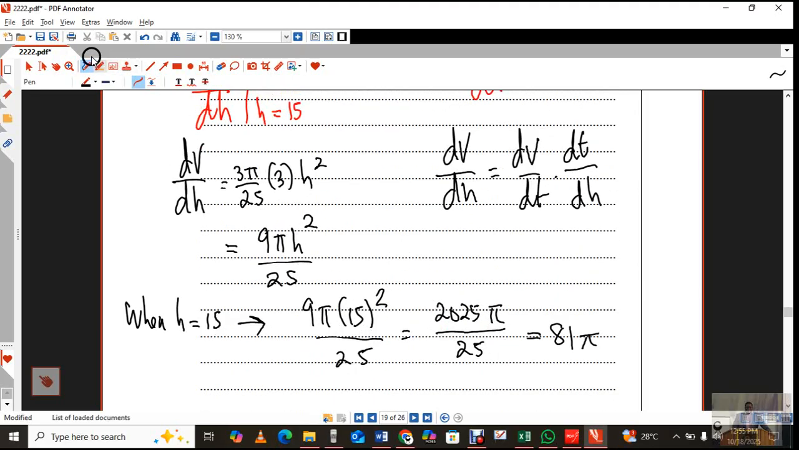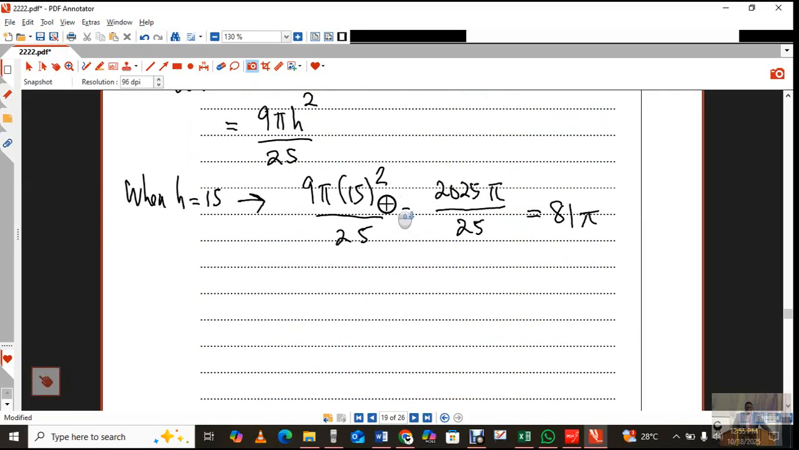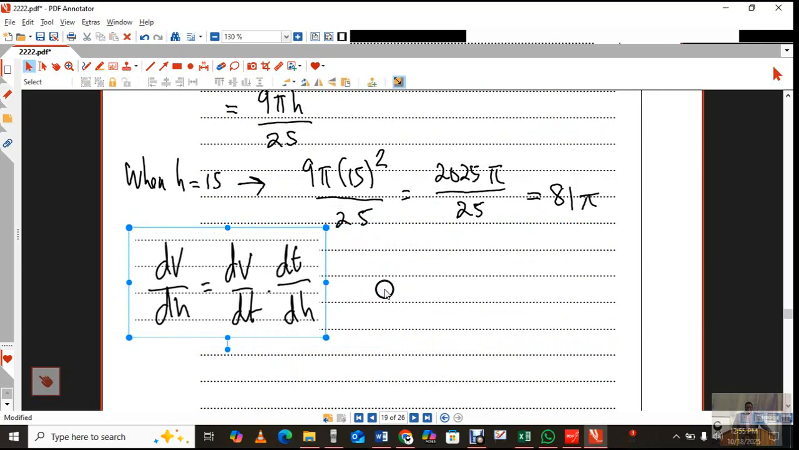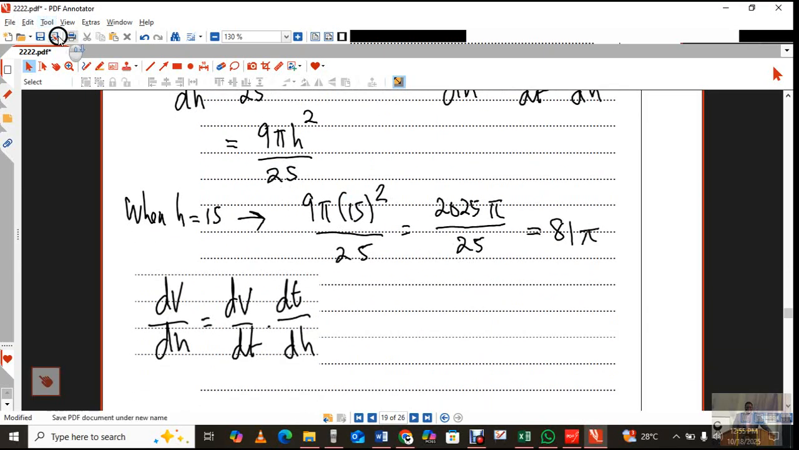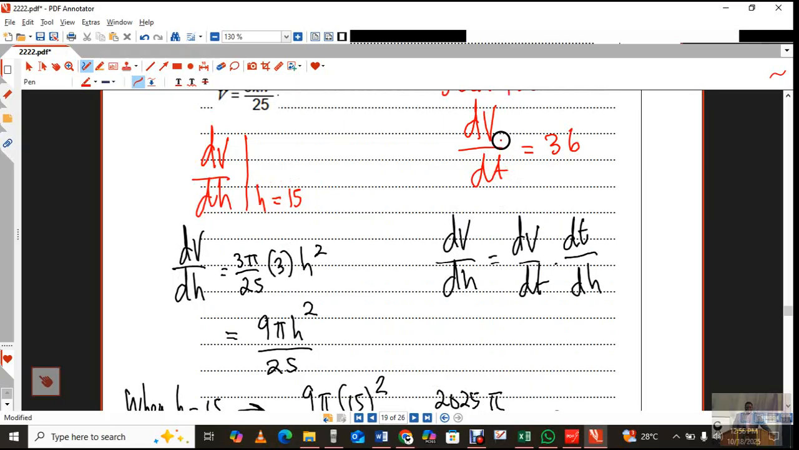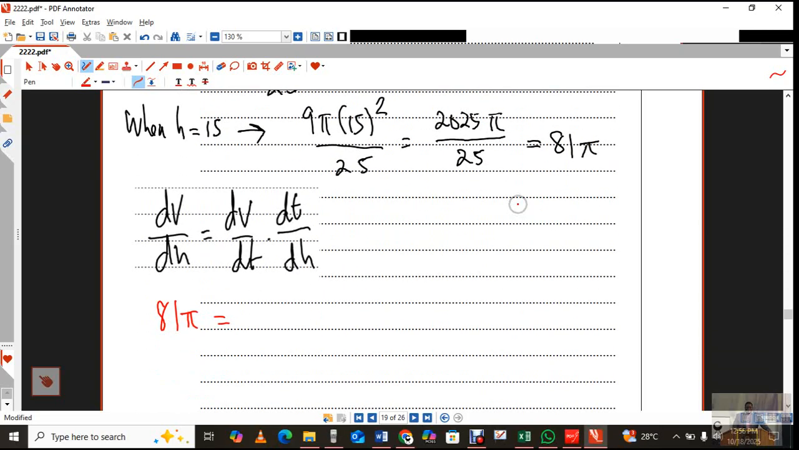So I'm just going to grab this formula here so you can see what it is that I'm doing. I'm just going to punch it in here. Let's just write down the stuff that I have. Okay, I have dV/dH, which is 81 pi. Do we have dV/dt? We have dV/dt, that's the volume with respect to time, which is 36. That is 36. No units, please. Don't write any units. Multiply.